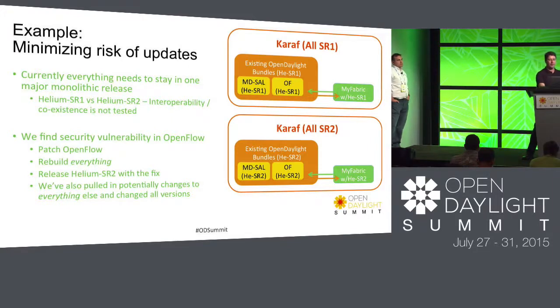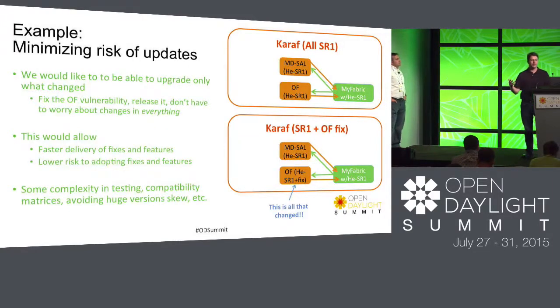And so what we'd really like to be able to do is to upgrade only what changed. So fix the OpenFlow vulnerability, patch that, ship a new version of that, and release only that without having to worry about the changes in everything. And this would allow faster delivery of fixes, lower risk to adopting fixes into new features. Now, admittedly, this comes at the cost and complexity of testing, compatibility matrices, avoiding version skew, and all sorts of other nastiness. But this is something we're working on and looking at as we move forward from Beryllium into Lithium.